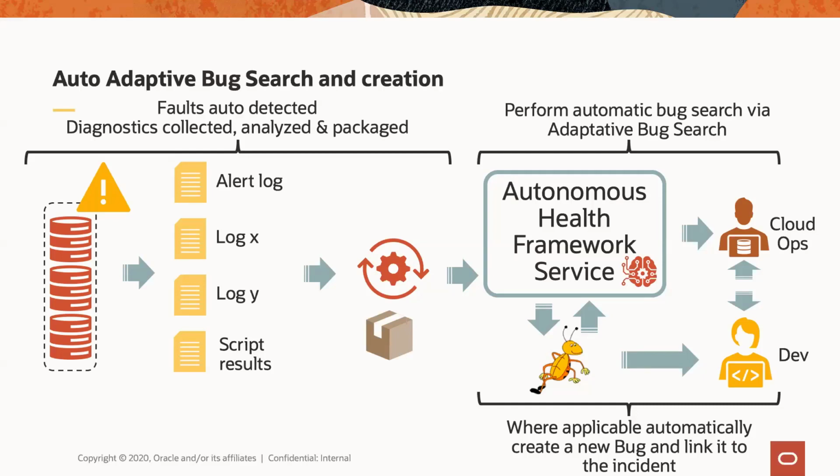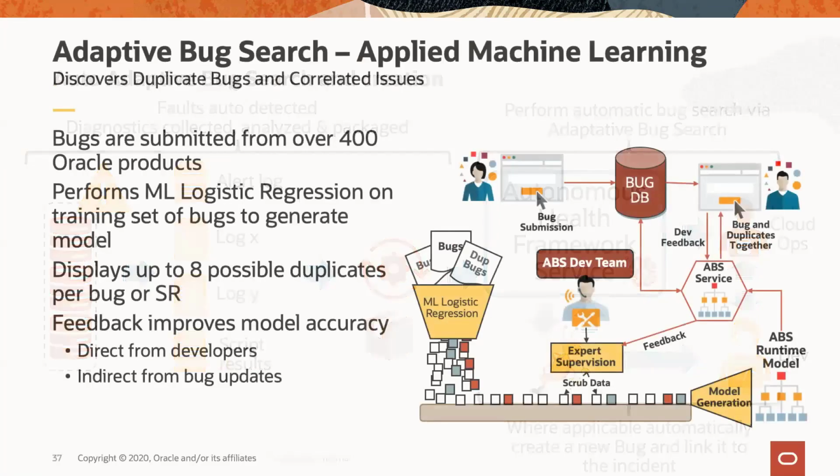So how do you do this, right? We take all the logs using the previous anomaly detection method, except in this case, we have a different model for this. We've built something called Adaptive Bug Search, or ABS. This product or service within the Autonomous Health Framework takes more than 400 Oracle products and performs simple logistic regression on this to train and generate a model. And it provides 8 possible duplicates per bug or service request.